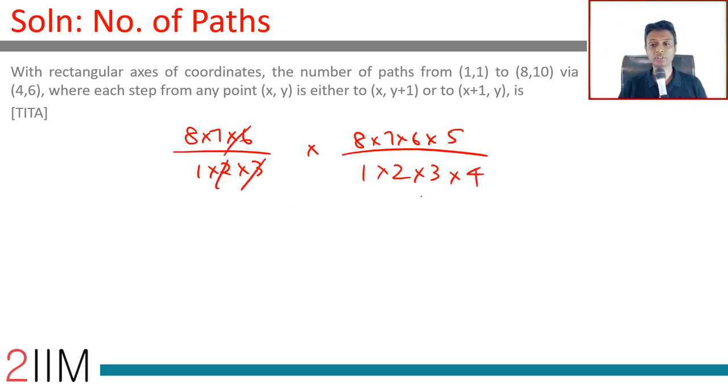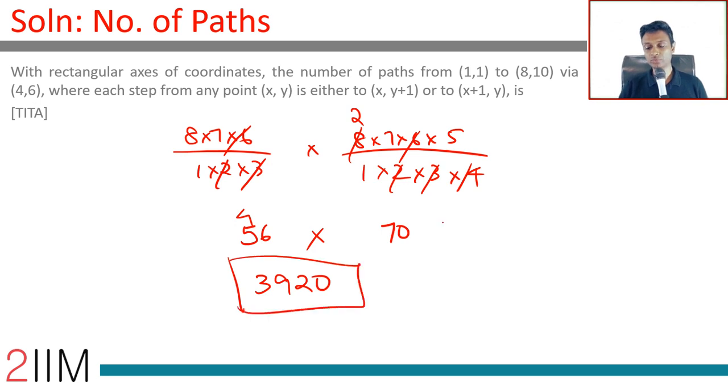2 into 3 is 6, gone. 2 into 3 is 6, gone. 8 by 4 is 2. 2 into 5, 10. 7 into 10, 70. 56 into 70. 7, 6 are 42, 2, 4. 35 plus 4, 39. 3920. That is the right answer.